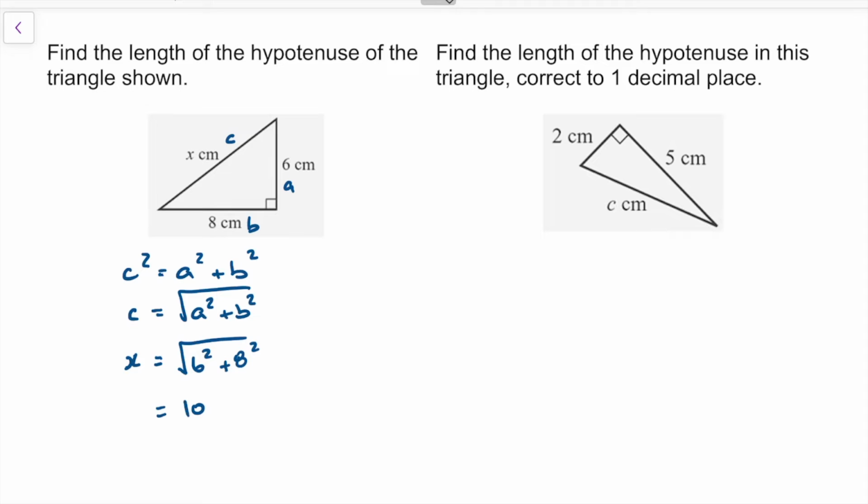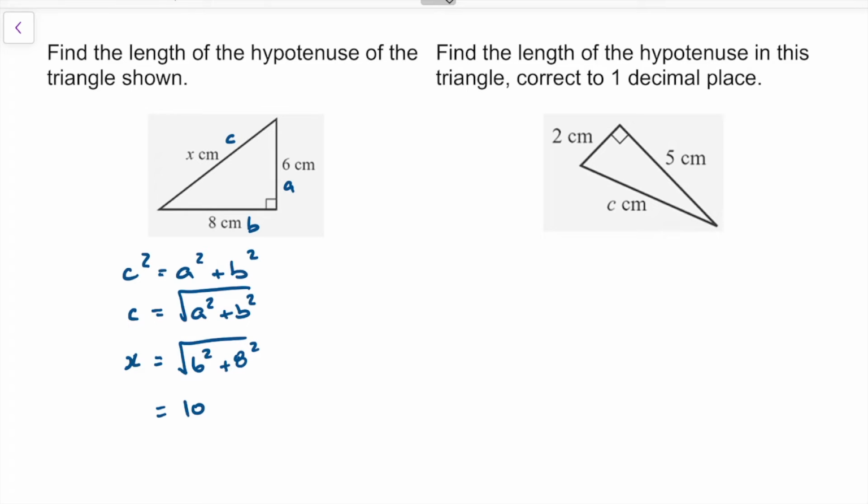Now this gives me maybe 4 lines of working if I do that bit at the top. If I don't want to do that bit at the top and I just want to start where the square root is, 3 lines of working, done and dusted. Bob's your uncle, off you go. So let's look at the next one.